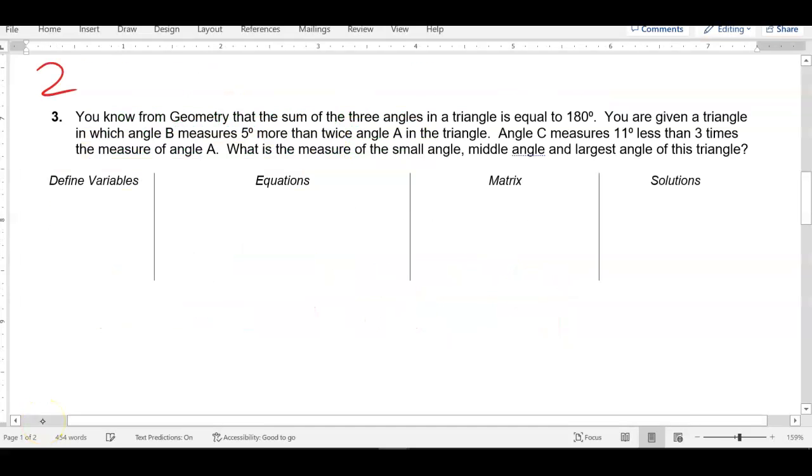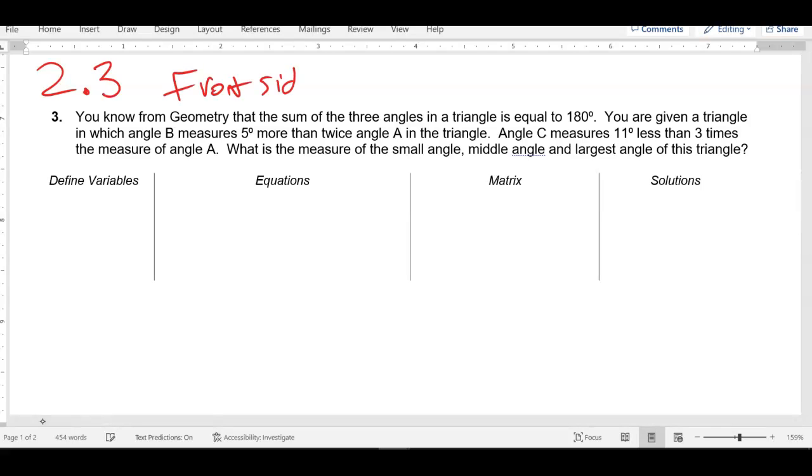So again, on assignment 2.3, you can just do the front side. So what is it? 4, 5, and 6. You don't have to do them. Okay, if you already did them, that's awesome. But on number 3, people were getting stuck. So let me help you because this actually does take a couple extra steps.